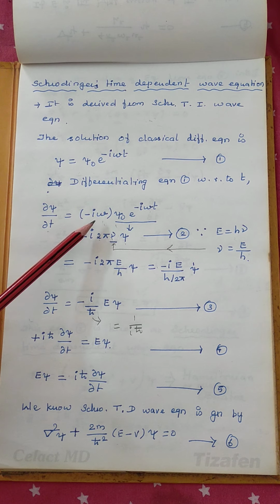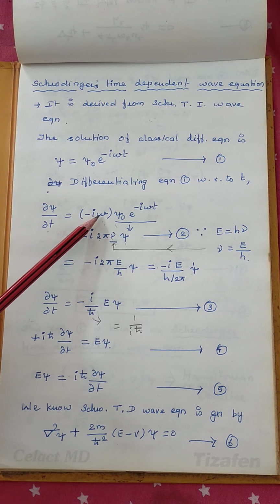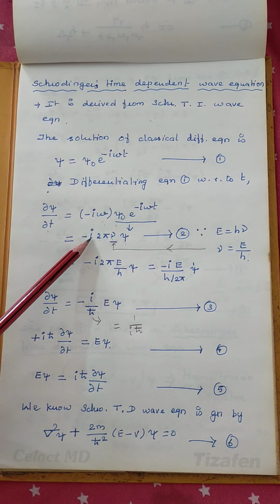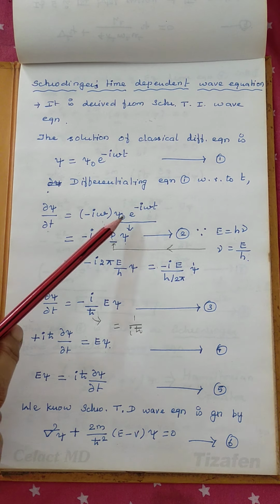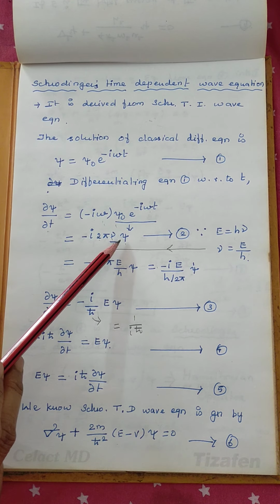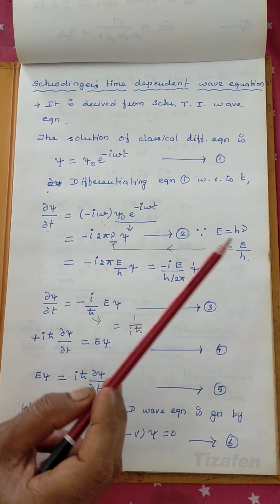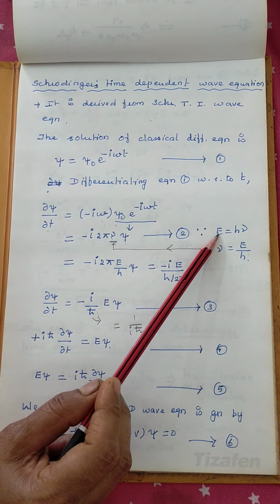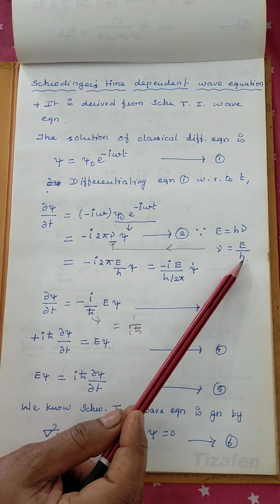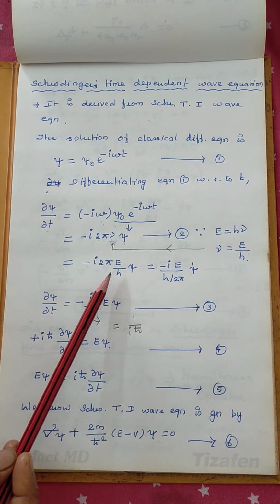We will write omega in terms of a frequency, say nu. So we know that omega is equal to 2 pi nu. So minus i into 2 pi nu into psi. So minus i 2 pi nu into psi. Nu again we will write in terms of h nu. So E is equal to h nu, by which nu is equal to E by h. So instead of nu, we substitute the energy term here.